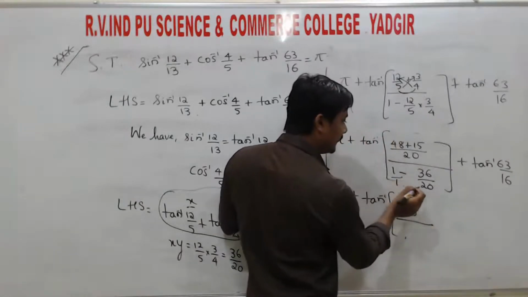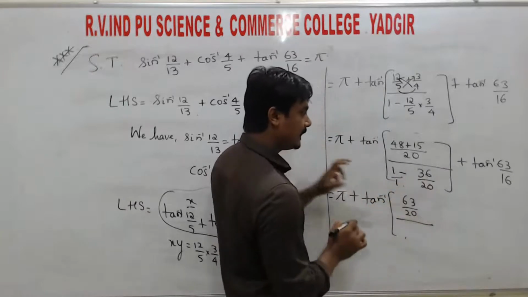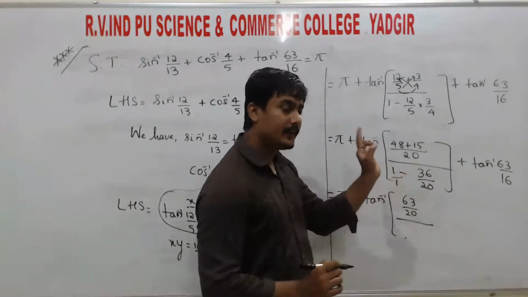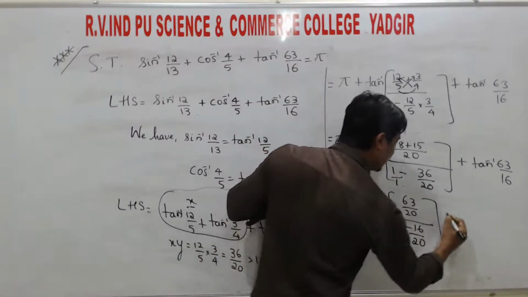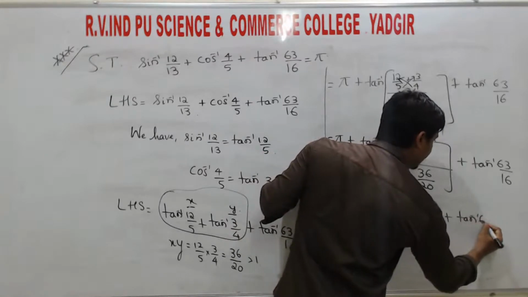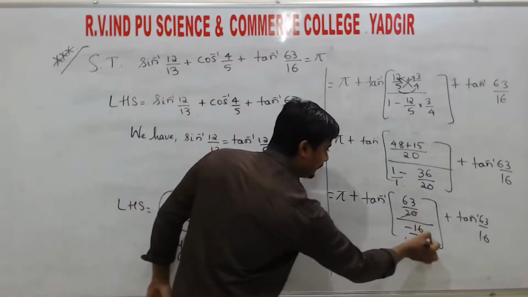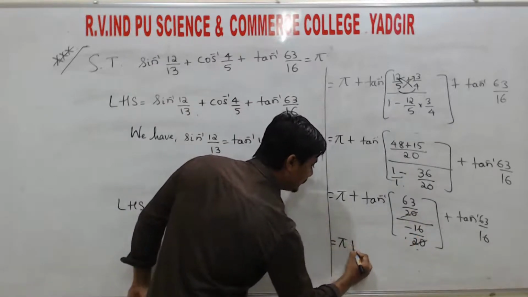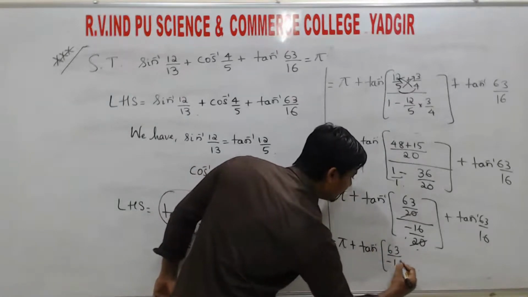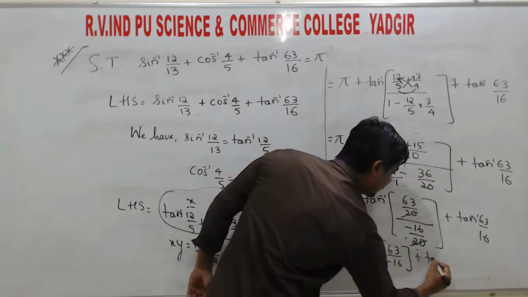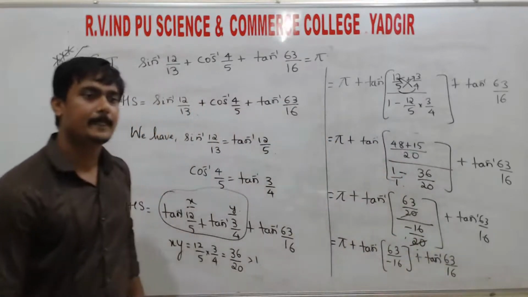Take the LCM, directly I will write 20 into 1 is 20, 1 into 36 is 36. We get 20 minus 36. What is 20 minus 36? Minus 16, divided by the LCM 20, plus tan inverse 63 divided by 16. So 20 and 20 cancel out. This is pi plus tan inverse of 63 divided by minus 16 plus tan inverse of 63 divided by 16.